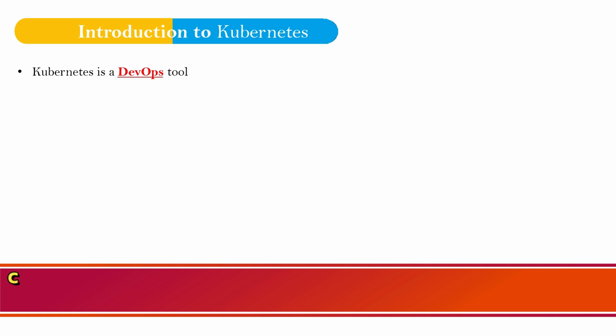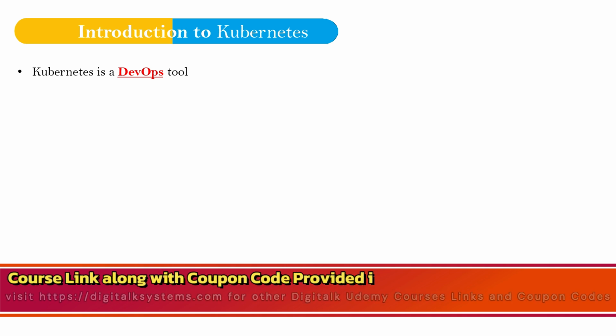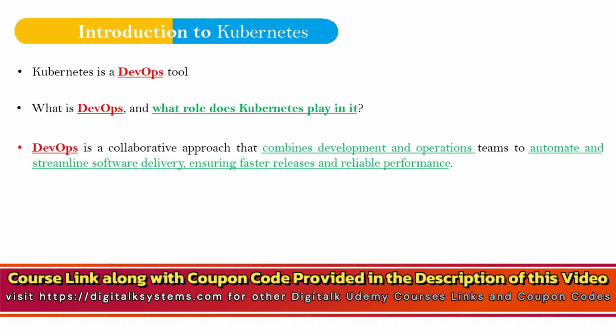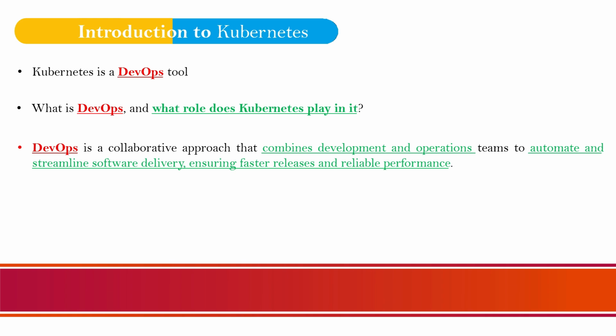Okay, so Kubernetes is a DevOps tool. We have heard a lot about that. We use Kubernetes in DevOps. But what exactly is DevOps, and what role does Kubernetes play in it? DevOps is a collaborative approach that combines development and operations teams to automate and streamline software delivery, ensuring faster release and reliable performance. So one basic thing is that DevOps is a combination of development and operations.